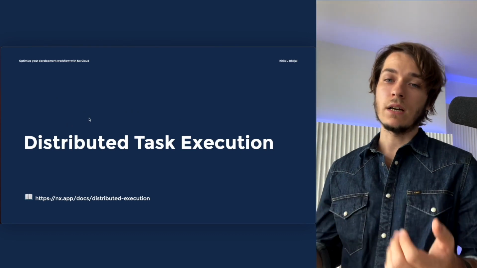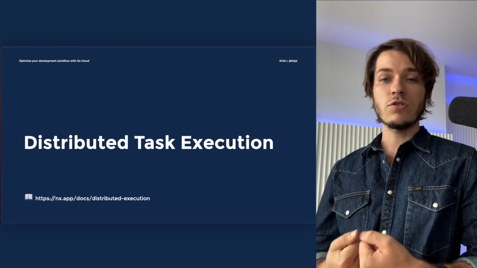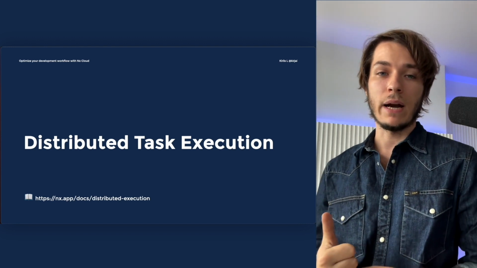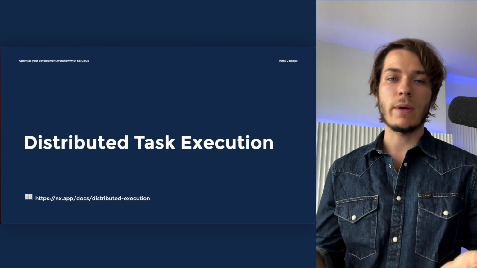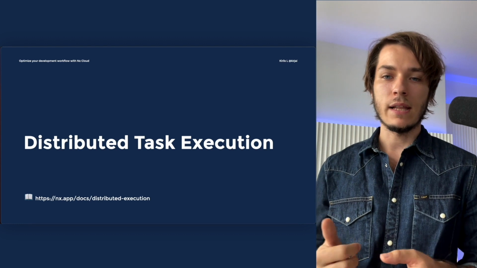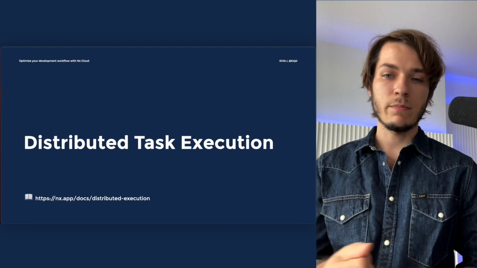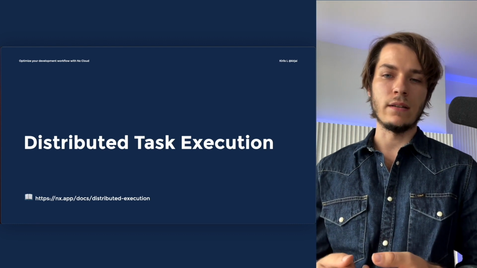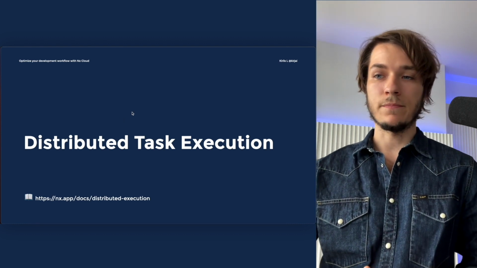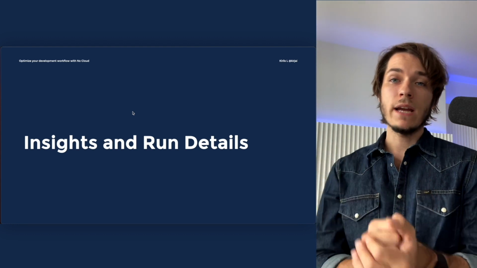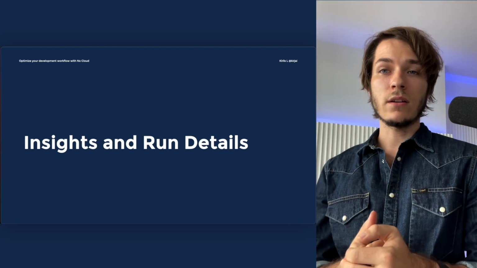So the general idea of distributed task execution is that it speeds up your CI by distributing the work across however many agents and machines you want, allowing the work to be done in parallel. In our example, we just used 2 agents, but we can easily add as many agents as needed for the size of your workspace.